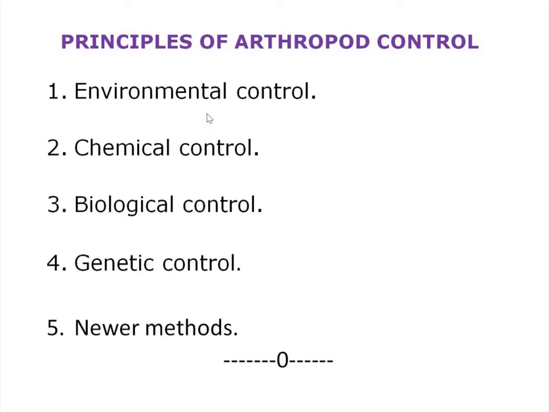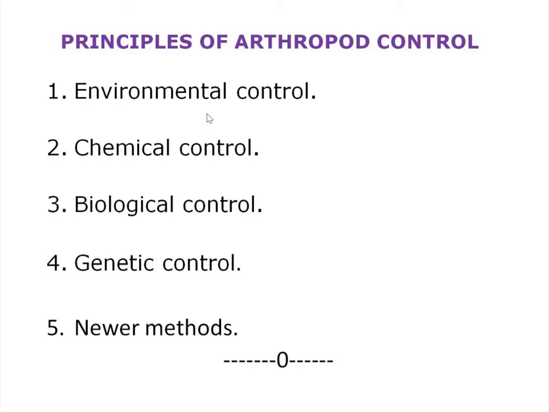Next is biological control. Biological control is nothing but growing some fishes which eat the eggs or larvae of the arthropods. The best example is Gambusia fish. You might have heard about Gambusia fish. It eats or kills the larvae. It eats off all the larvae of the mosquitoes, and that's how it kills the arthropods.